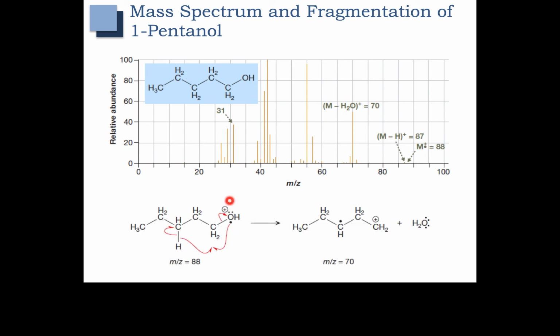Again, one of the non-bonding electrons from oxygen is kicked off, and that can do a hydrogen atom abstraction from a hydrogen elsewhere in the molecule, causing water to be released. So this is the structure that corresponds with the peak over here at 70.